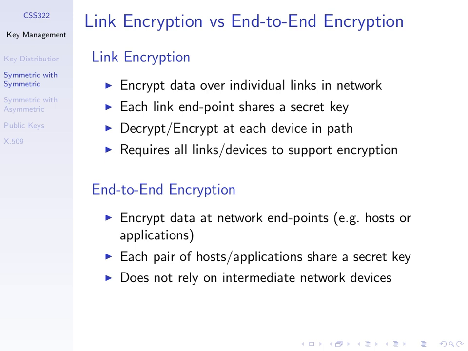I want to communicate with my PC in my office. This laptop encrypts the data, sends it to the first switch, sends it to the second switch, sends it to the end computer, the PC. It's then that the PC decrypts the data. We only encrypt and decrypt at the endpoints, not across each link.